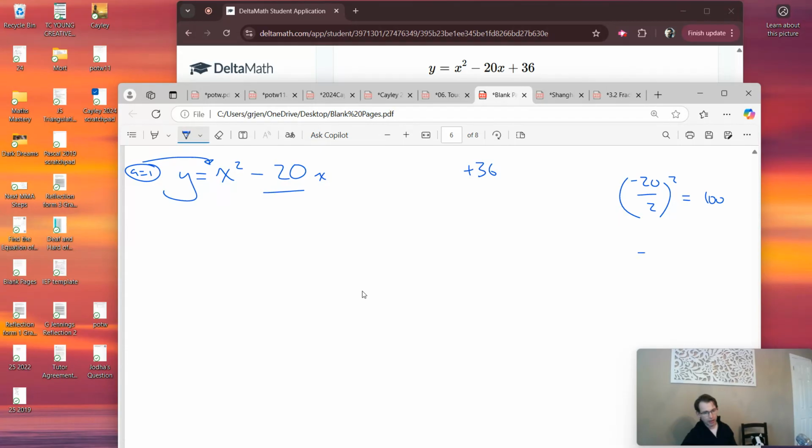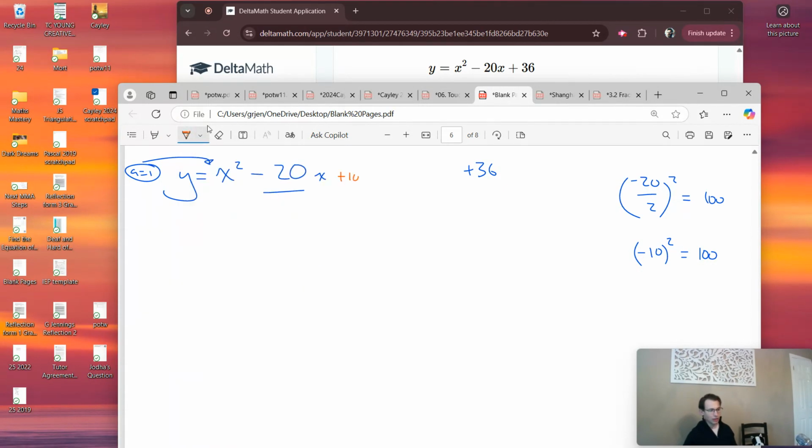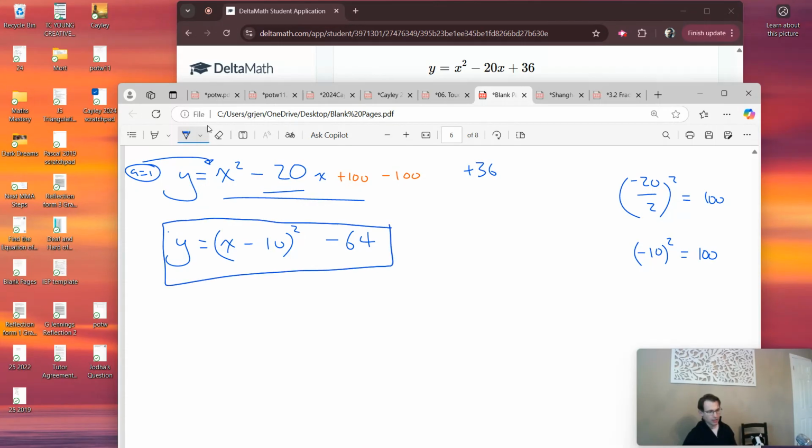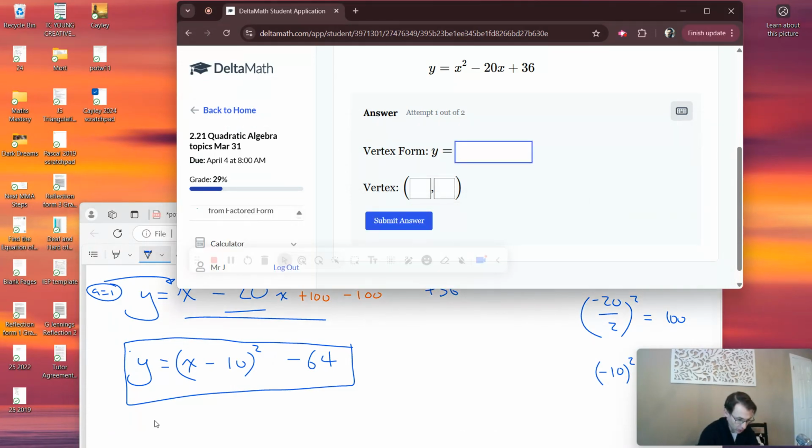It's not hard, folks. It's minus 10, which is minus 20 divided by 2. And then I square that. It's 10 times 10, but positive, is 100. So I add 100 and subtract 100 in the same place. And then I recognize that this is a perfect square trinomial. So that is y equals (x minus 10) squared minus 64. That is the complete the square vertex form. So I type this in. It's already got y equals for me.